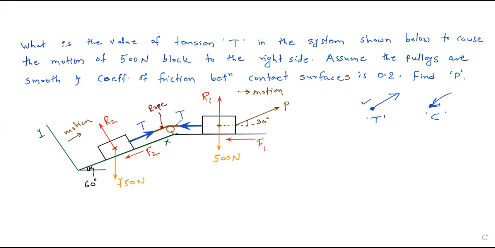So now if I resolve this, what will I get? You can see this load of 500 Newton. If I resolve this load, I will draw one line parallel to y and another line parallel to x in this way. Now if this angle is 60 degree, then this angle is also 60 degree.